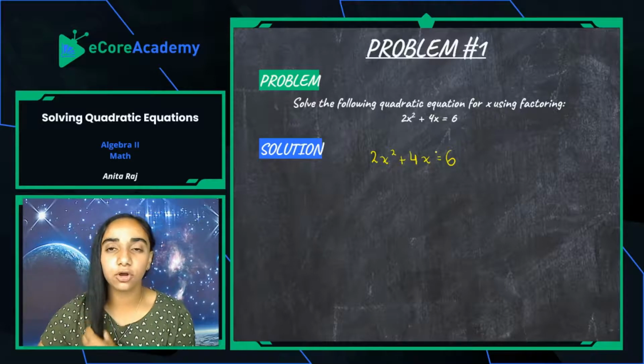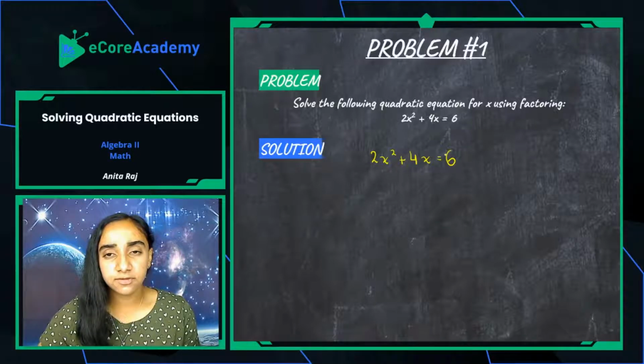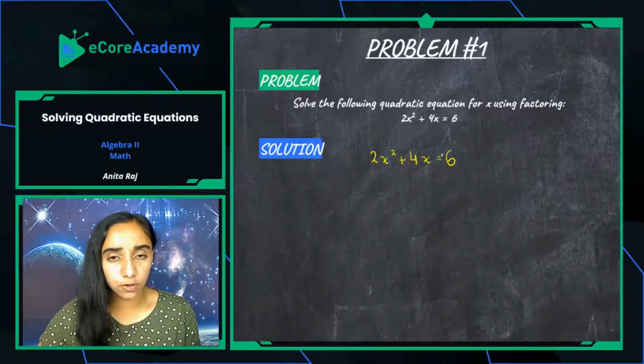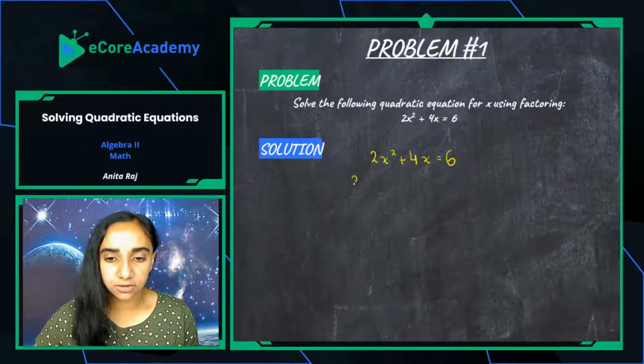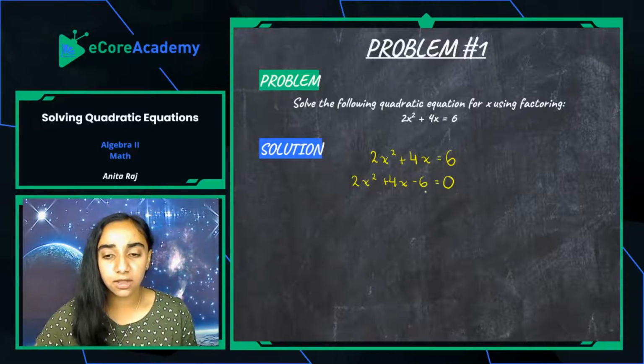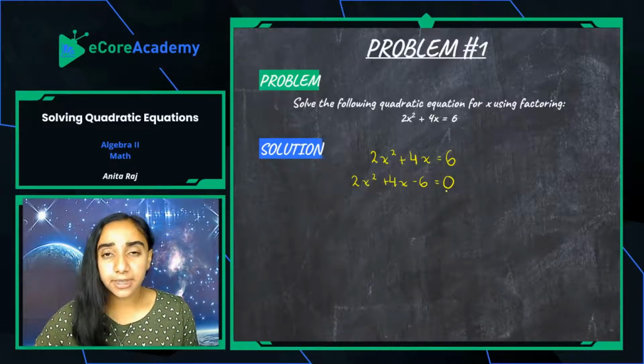Therefore, to get this equal to 0, think about what we should do. We need to get rid of the 6 on the right-hand side of the equation. Well, to get rid of a positive 6, you can just subtract 6. Therefore, if we subtract 6 from both sides, we get a 0 on the right-hand side of the equation, which is what we want. So we get 2x squared plus 4x minus 6 equals 0. Now you can see we've gotten that c, which is our constant. So now we're good to go. It's in the form ax squared plus bx plus c equals 0.